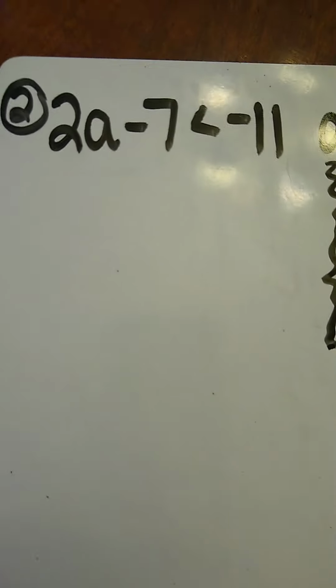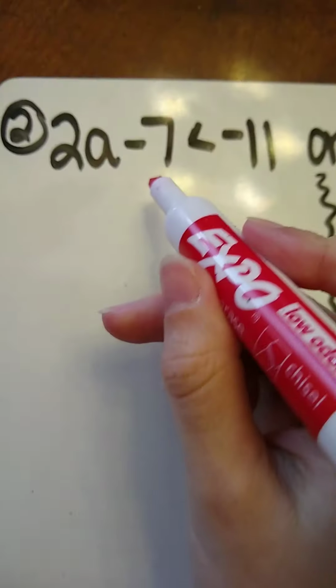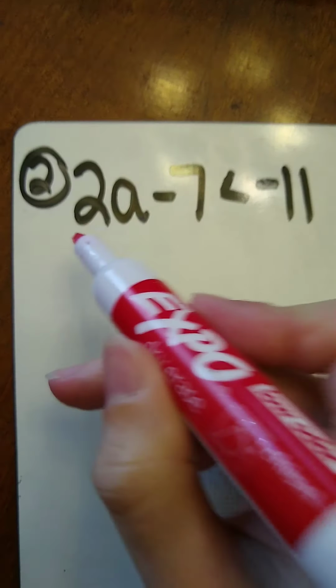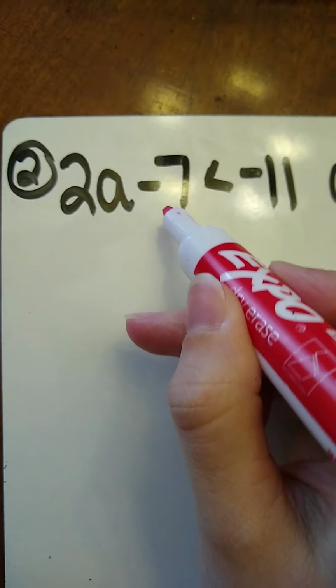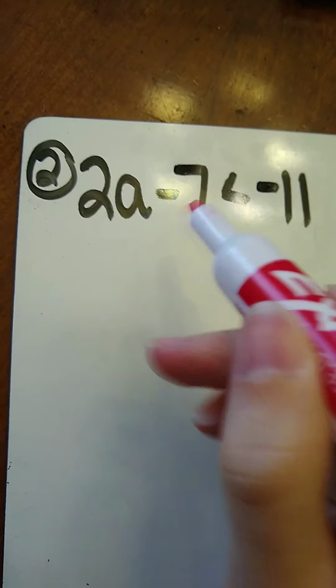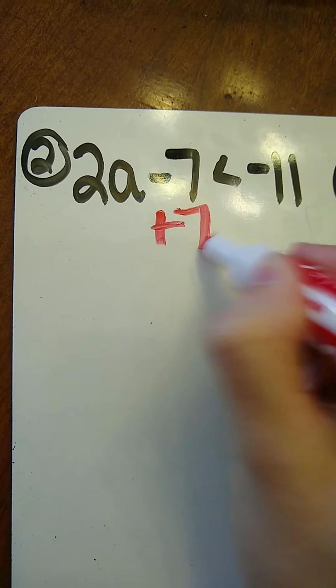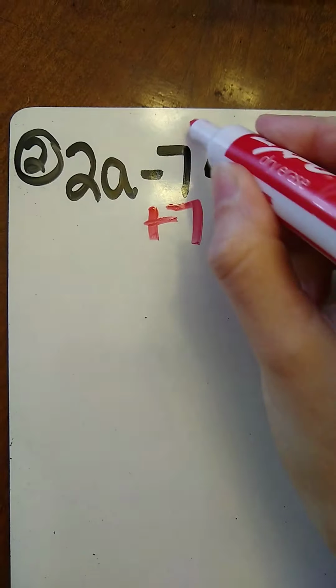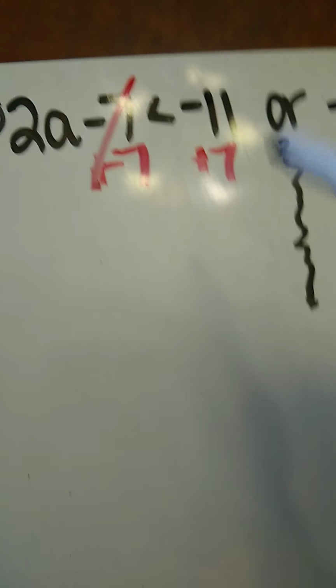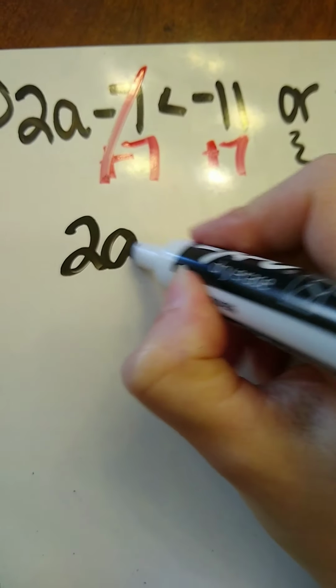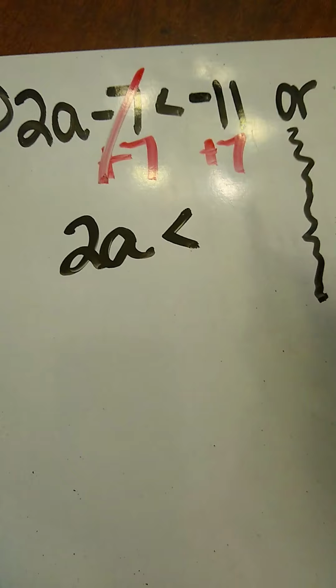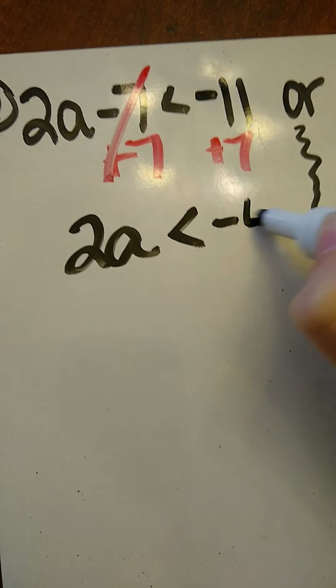On the left side, first thing I need to do is get rid of that 7. He is the constant, the 2 is the coefficient, and we know we always get rid of our constants first. It's currently a -7, so I'm going to add it to the other side. So that's gone. So now I'm left with 2a is less than -11 plus 7 is -4.